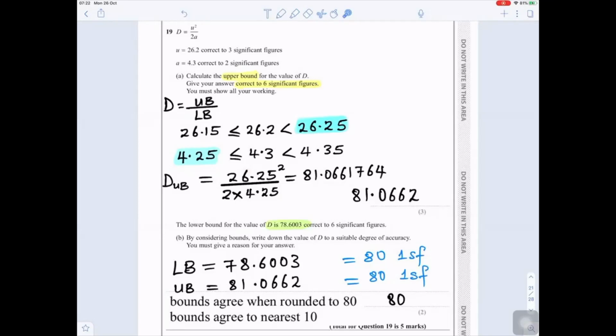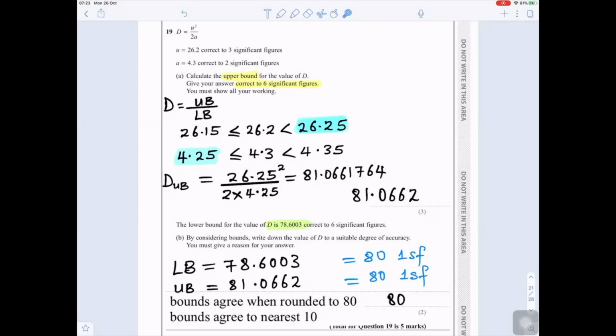The next part, part B. The lower bound for the value of D is 78.6003, correct to 6 significant figures. By considering bounds, write down the value of D to a suitable degree of accuracy. You must give a reason for your answer.